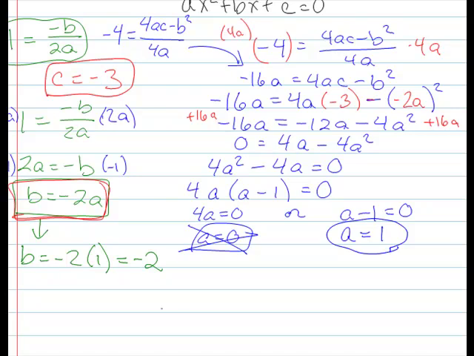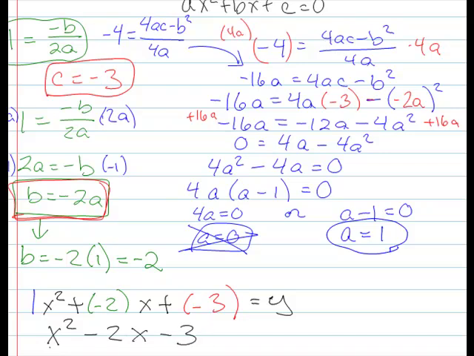If I use all of these things together, I have ax squared plus bx plus c, which would be equal to my y. So I'm just going to rewrite it as y equals x squared minus 2x minus 3. That would be the equation of the quadratic that has that vertex and the y-intercept that was indicated. So that's how you're going to look at solving those problems.